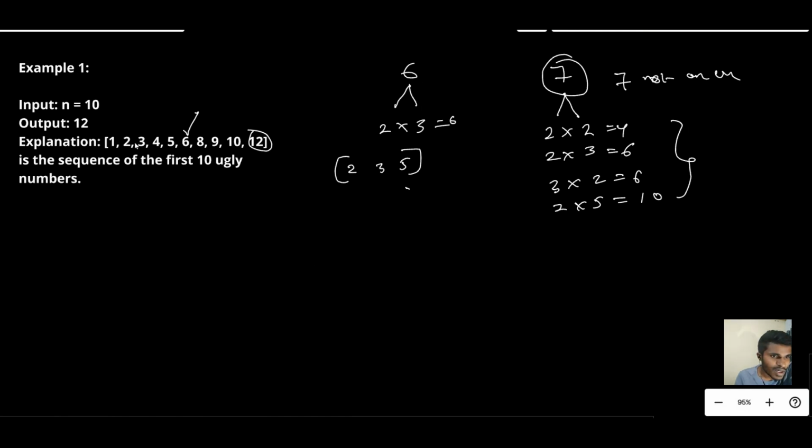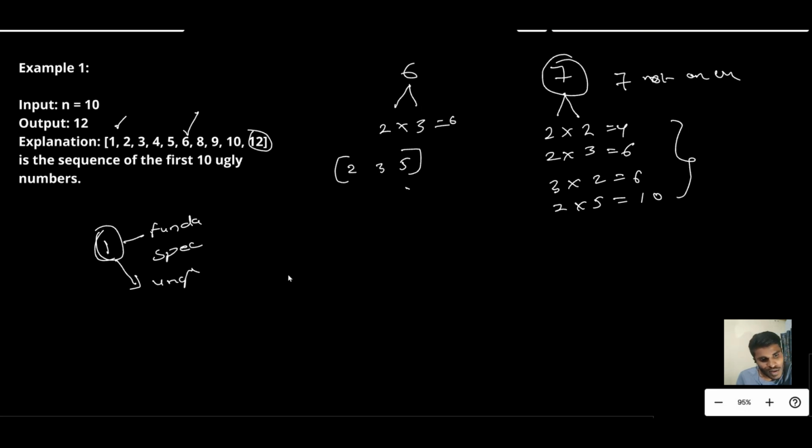Here, our first ugly number is 1. Why is 1 an ugly number? The prime factors are 2, 3, and 5, but 1 cannot be divided by 2, 3, and 5. But we are considering it an ugly number. Why? Because it's the fundamental unit in multiplication. It's a special case here. By using this one, we are generating our next ugly numbers.